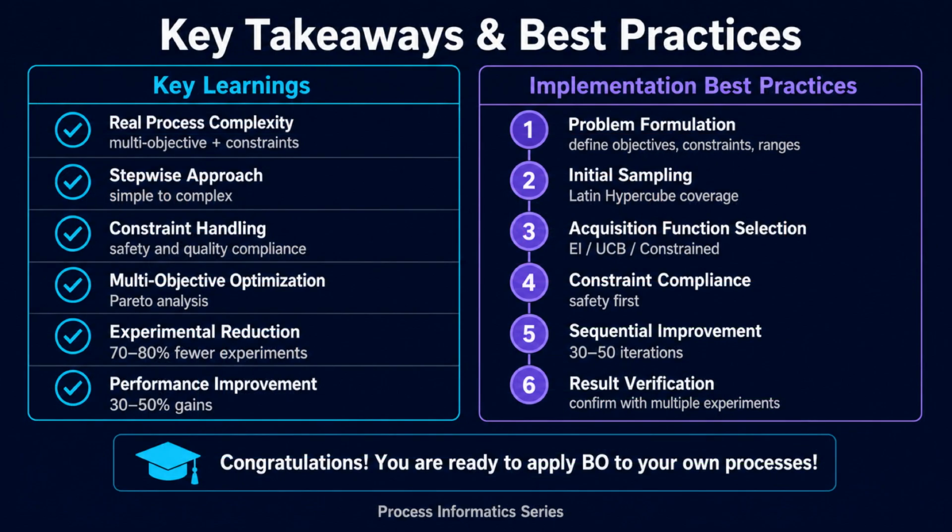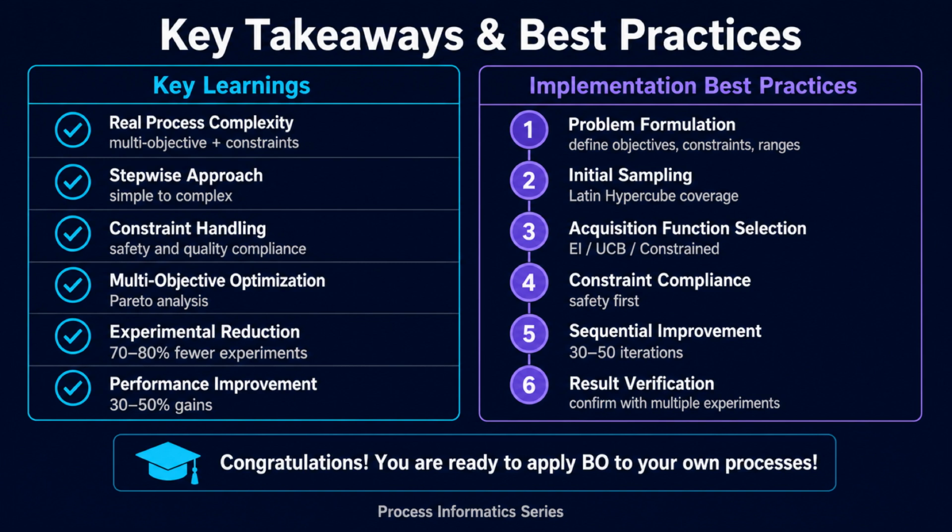Congratulations on completing this chapter on industrial applications of Bayesian optimization. The key learnings include understanding real process complexity with multi-objective constraints, adopting a stepwise approach from simple to complex problems, implementing reliable constraint handling for safety and quality, using Pareto analysis for multi-objective decisions, and achieving 70–80% experimental reduction with 30–50% performance gains. For successful implementation, follow these best practices.